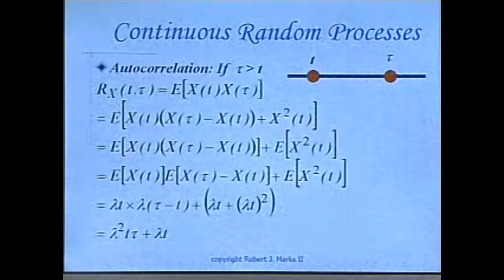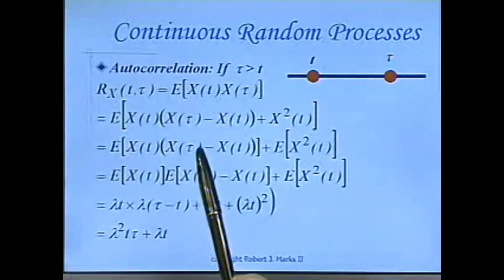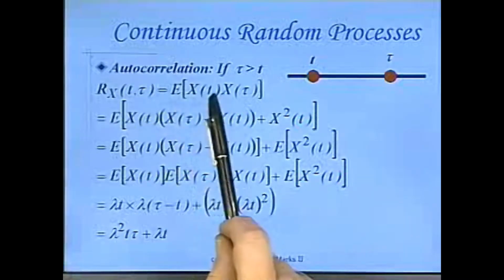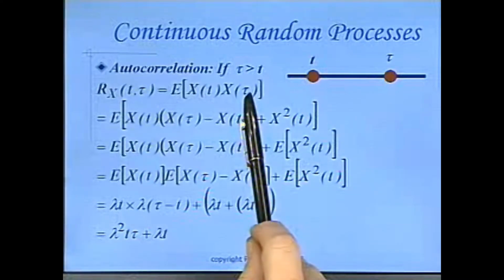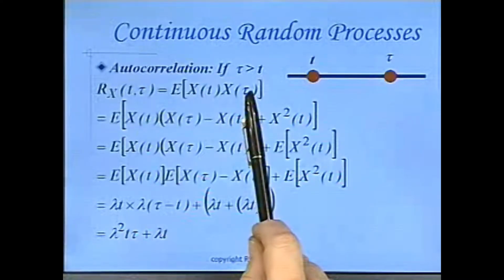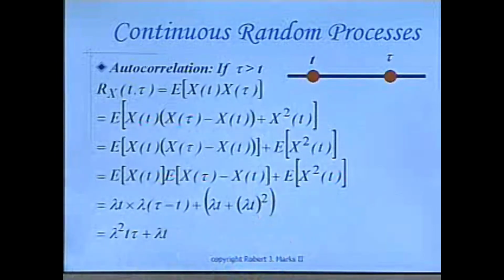So we have the mass function. Now we're going for the autocorrelation. The autocorrelation is the expected value of x of t times x of tau. Right? That's the expected value. That's the definition of the autocorrelation function.